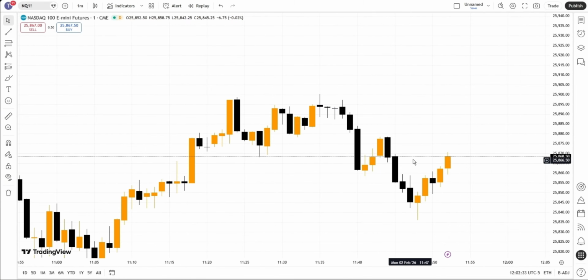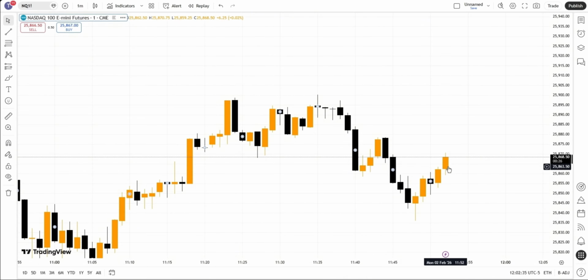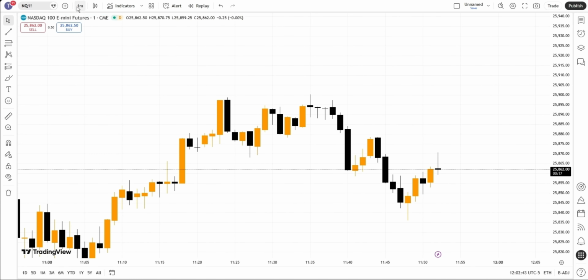So for example, when I'm here in the 1 minute, that means every candle represents 1 minute. This candle represents 1 minute. This one represents 1 minute. Before we go to the daily, you see the time here? That means there's 14 seconds left for this candle to close. Once it closes, it's gonna be looking like this. So it's not closed. You see the candle is still going up and down. Okay, now the candle is closed. It's not gonna be moving anymore. The next one is gonna be moving.